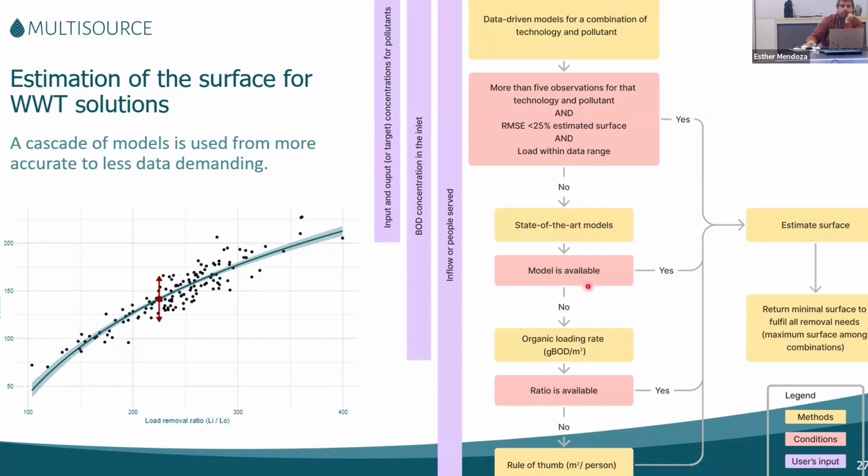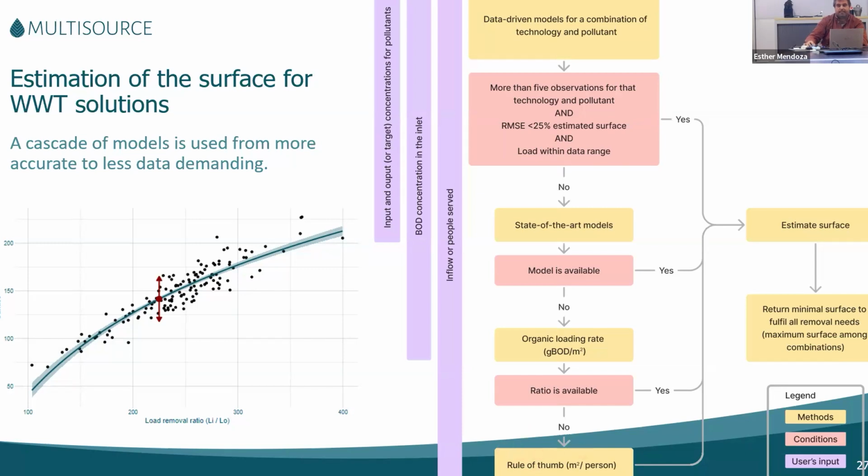But if we don't have a model available for a specific solution and pollutant, then we go to the next step, which is using the organic loading rate, which is the quantity of organic matter that a solution can handle per square meter. However, if we don't have this information, or the user is only providing the people served by the solution, so we don't have the BOD concentration, then we are using what is called the rule of thumb, which is a measure of the square meters per person equivalent that the solution needs. This is the last step.